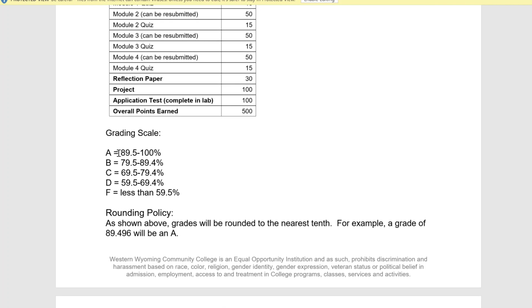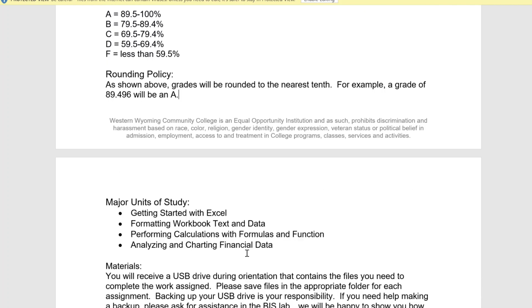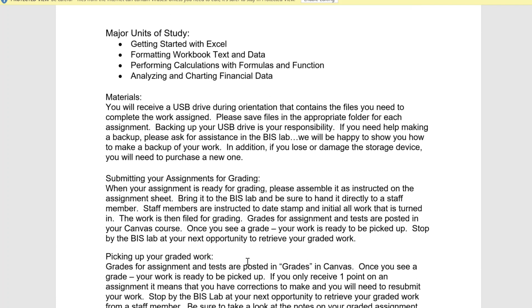All right, so our grading scale is 89.5 is an A, and the rounding example is shown here. All right. These are the names of our 4 units.